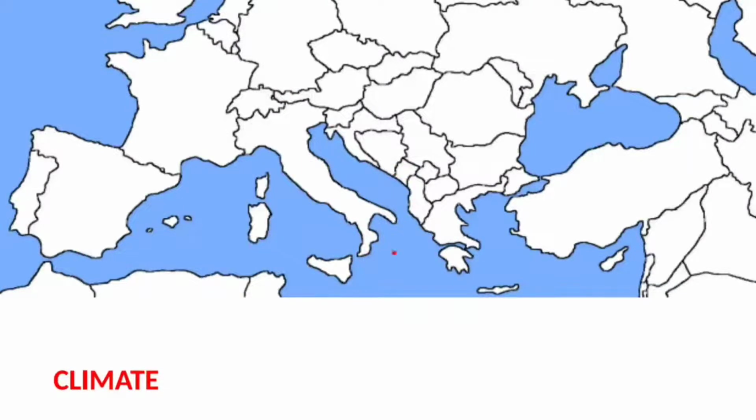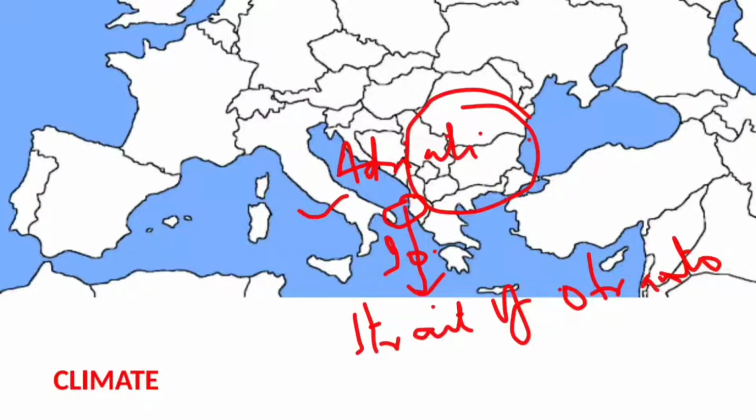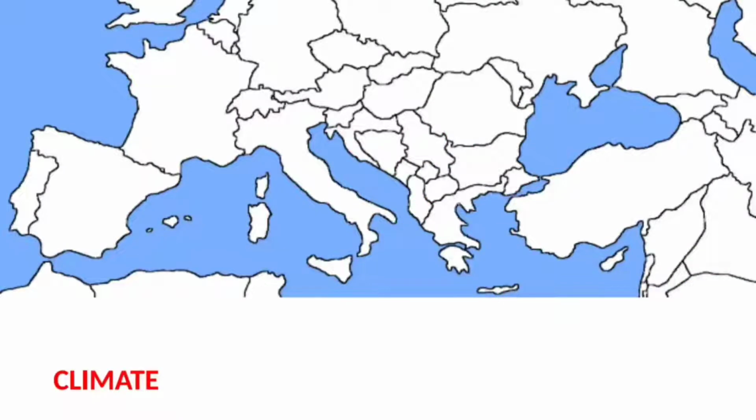Moving forward, we have also another strait called the Strait of Otranto. The Strait of Otranto is connecting the Ionian Sea with the Adriatic Sea, and it is separating Italy from the Balkan Peninsula. Clear? Now we also have another strait.